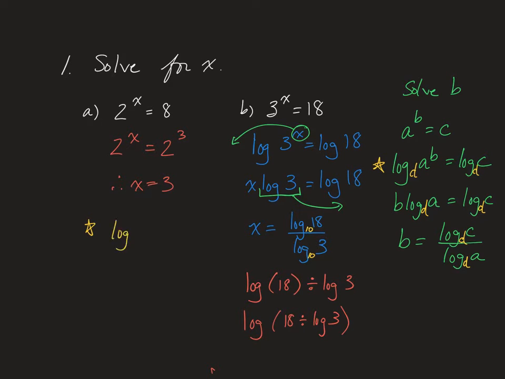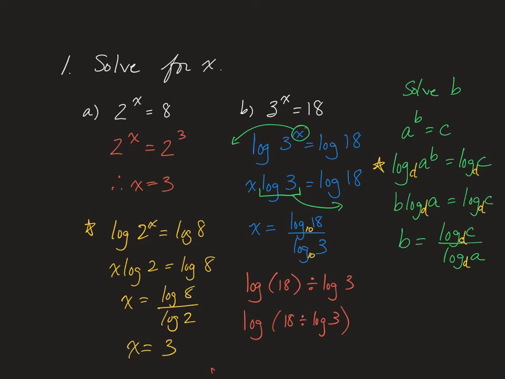And notice that you could take the log of both sides, bring your exponent out in front, divide out your log 2, and when you punch that into your calculator, you're going to notice you get a value of 3. Just a little confirmation.